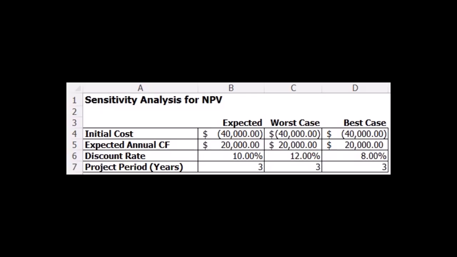The base case, as you can see there, for the three scenarios of expected, likely, worst case, and best case are that they all share the same initial cost of $40 million. Their expected annual cash flow inflow is $20,000 in each case. However, the discount rates, the cost of capital, are expected to be different: 10% expected, 12% for the worst case, 8% for the best case, and the project life of all projects is 3 years.